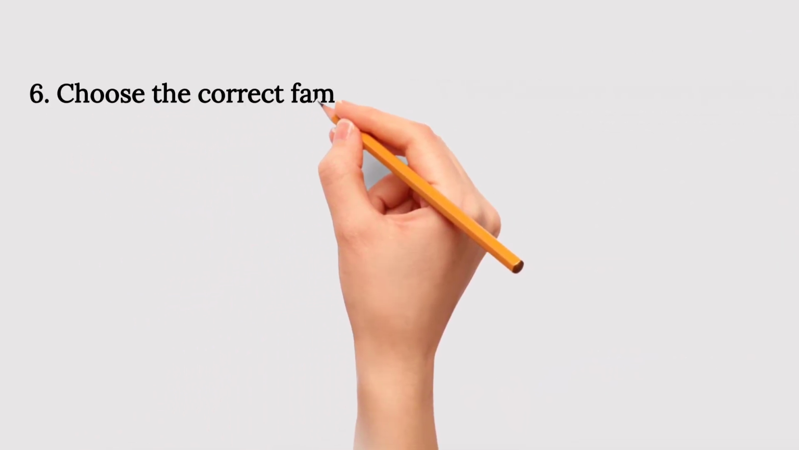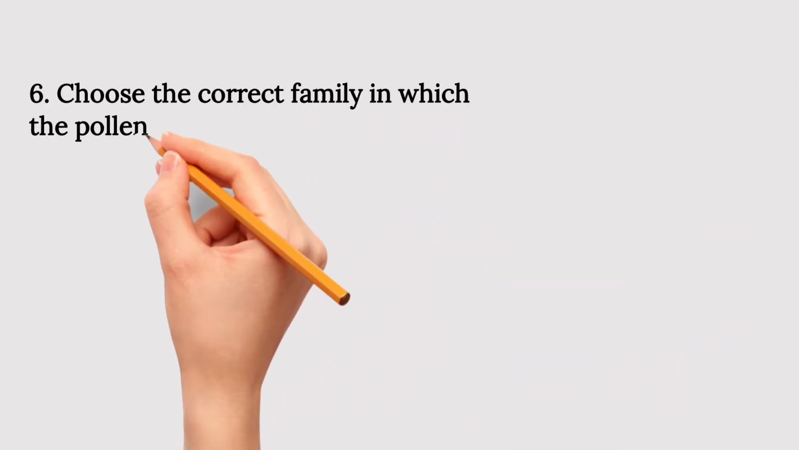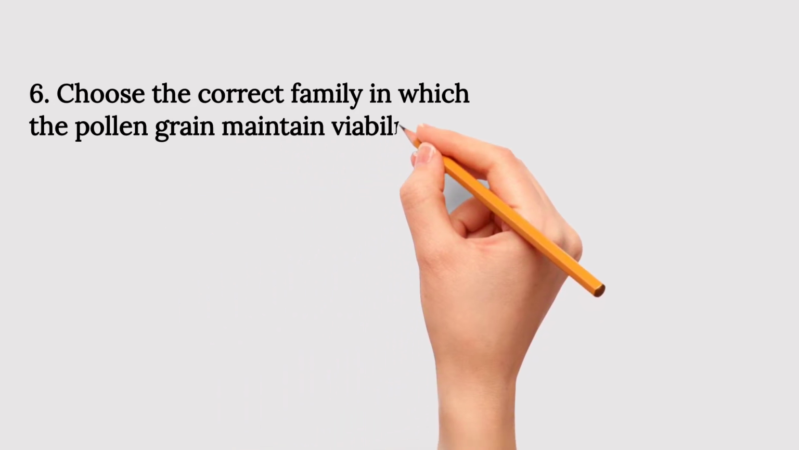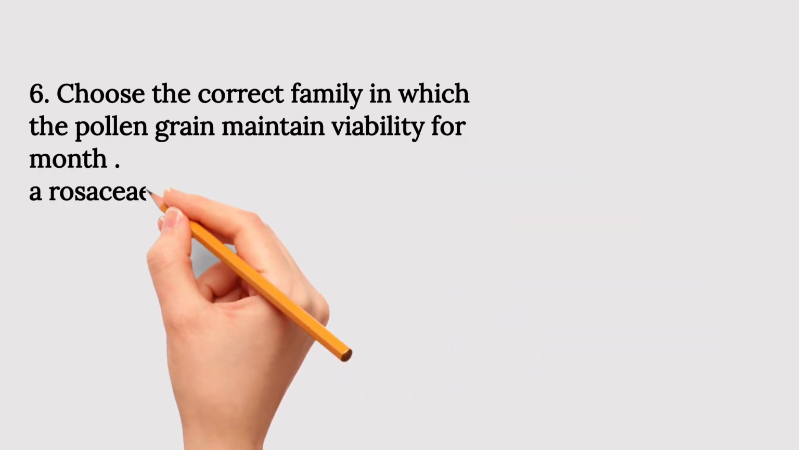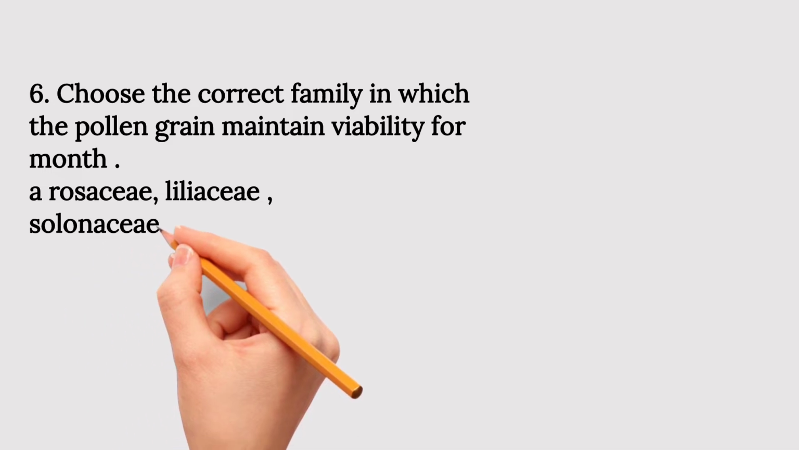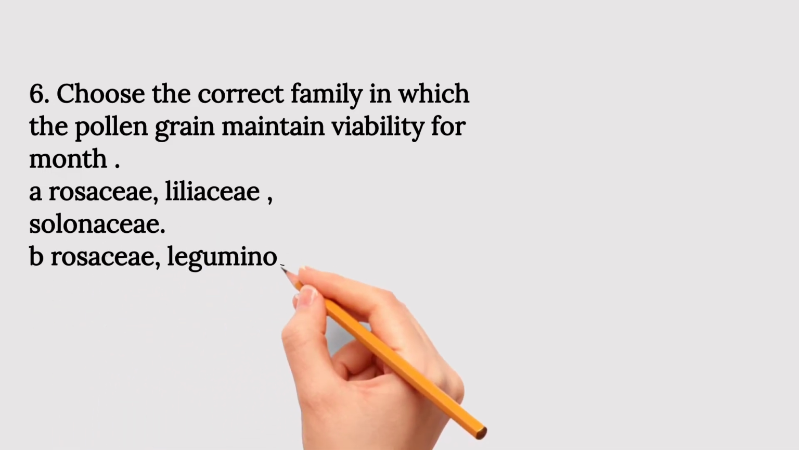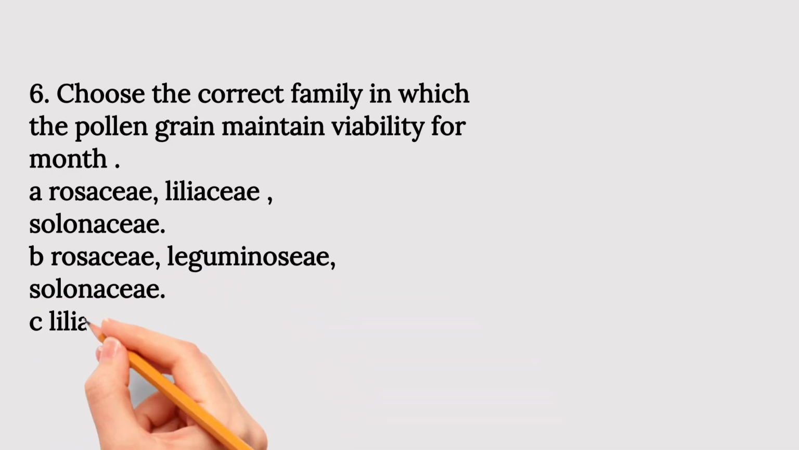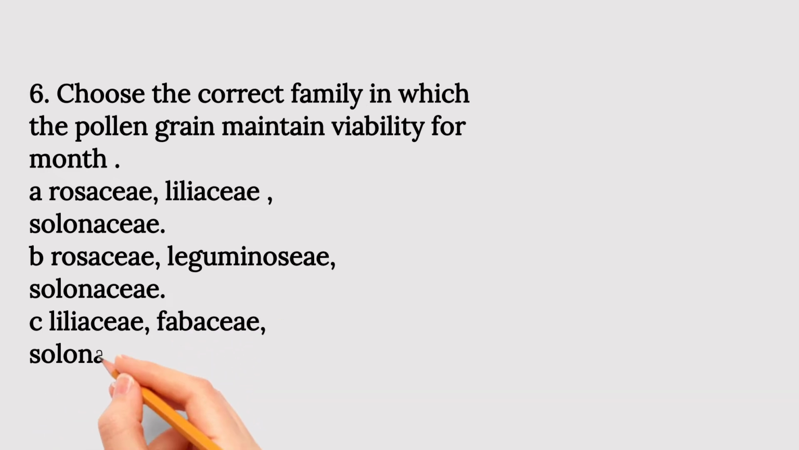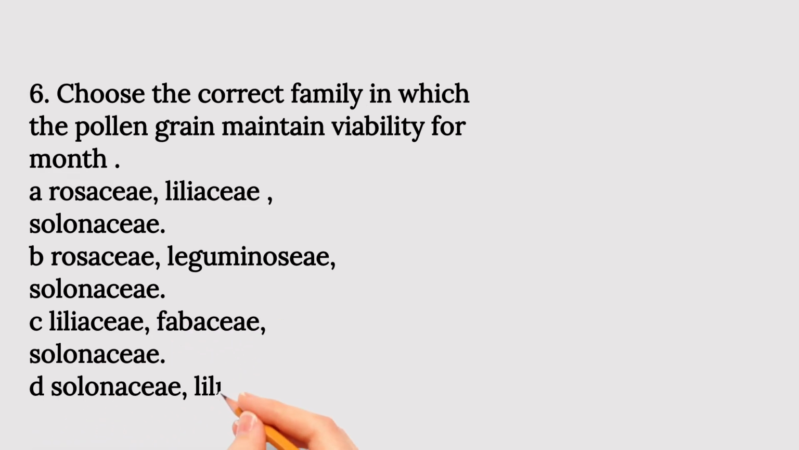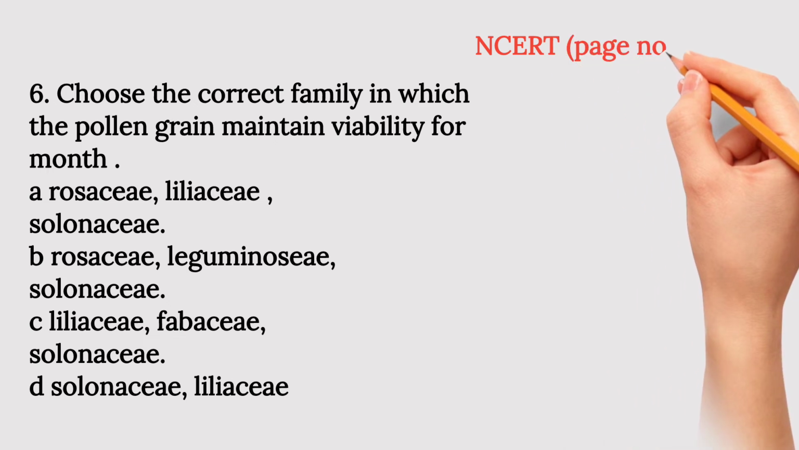Choose the correct family in which the pollen grains maintain viability for months. Option A, Rosaceae, Liliaceae and Solanaceae. Option B, Rosaceae, Leguminosae and Solanaceae. Option C, Liliaceae, Fabaceae and Solanaceae. And option D, Solanaceae and Liliaceae.